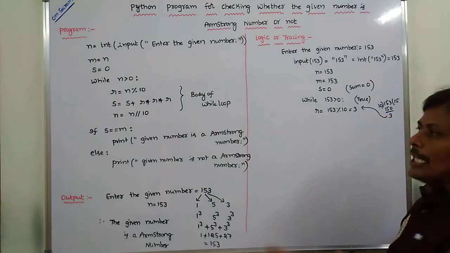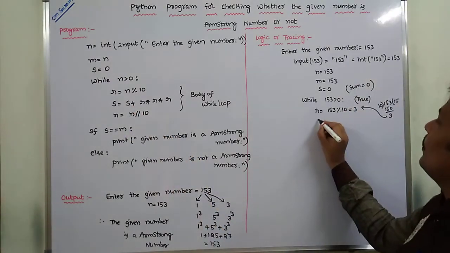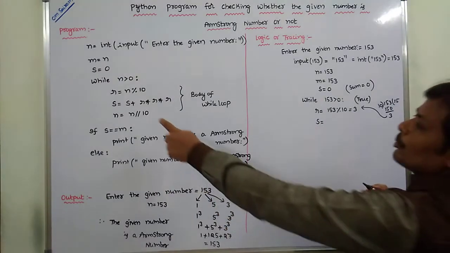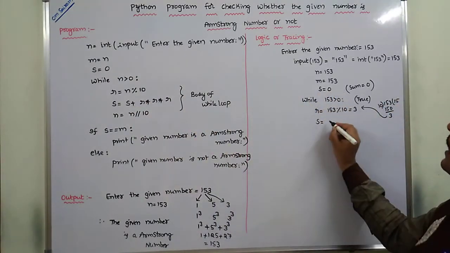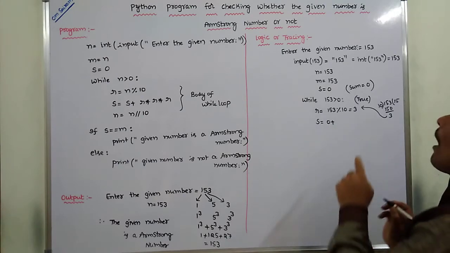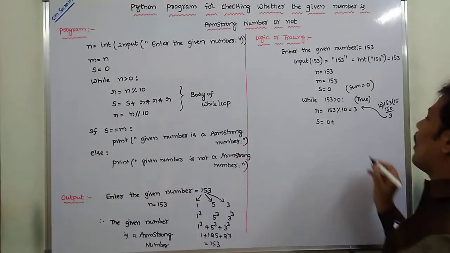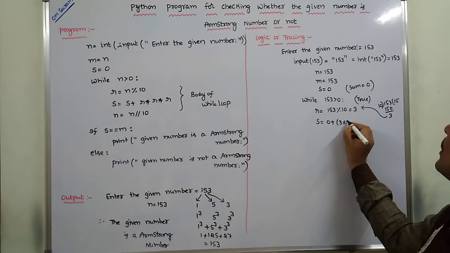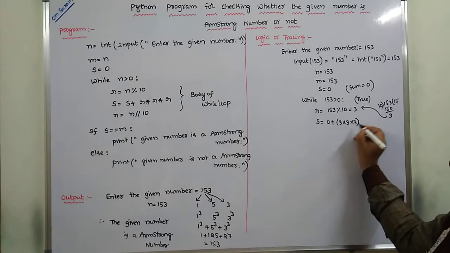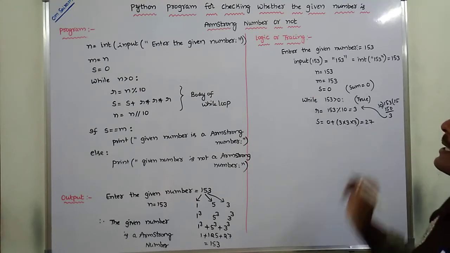Next statement: s is equal to s plus r cube. Initially the s value is 0. So 0 plus r cube, r into r into r, that means 3 into 3 into 3, so that is equal to 27.